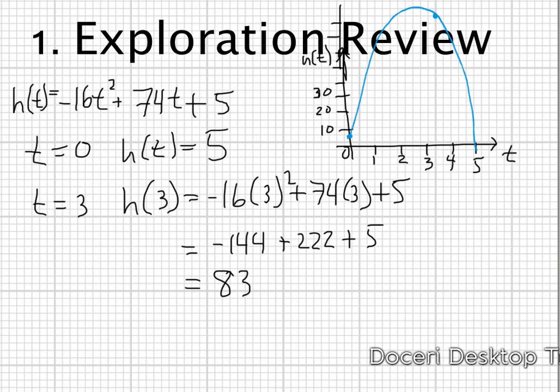So close to 5 seconds, it'll be about where it hits the ground. Okay, so that's the graph of my javelin height path. So the next thing I told you to do was to check to see what the remainder of h of 3 is going to be.